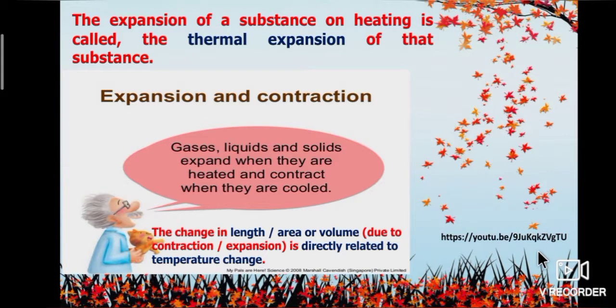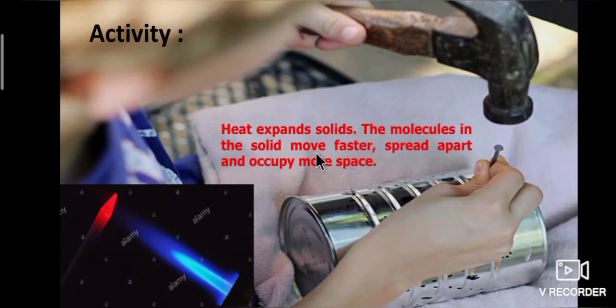Let's see the activity. Hammer a nail into a tin can. Ease the nail out, and put it in again to make sure that the hole is large enough for the nail. Then heat the nail over a candle. You will see that now it is too hot to put the nail into the hole.